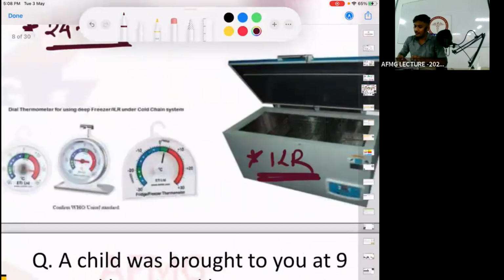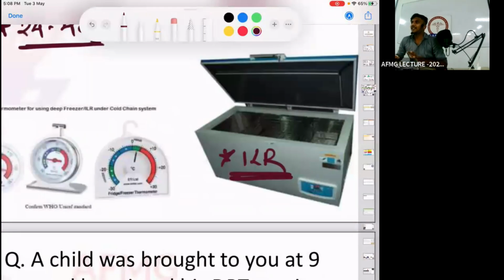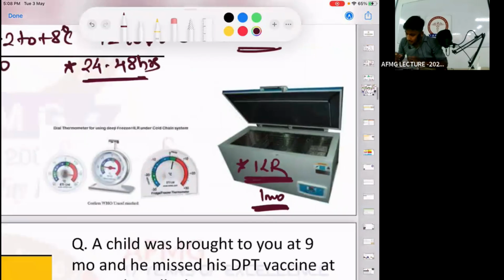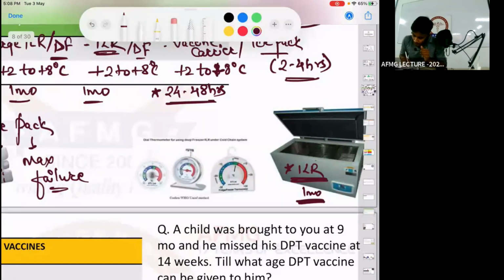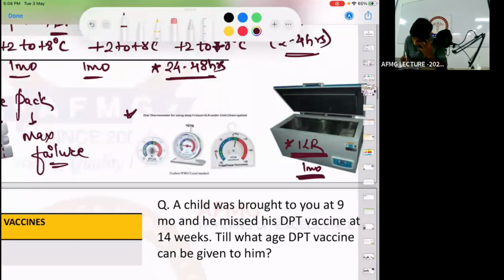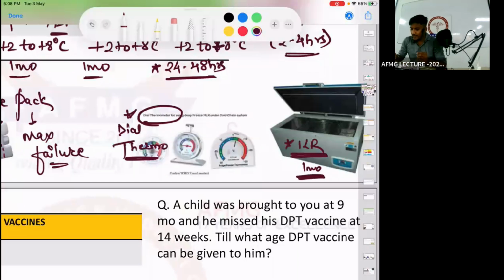Now we have the ILR for vaccine storage. Here we can store vaccines for how much duration? 1 month. What is the temperature of ILR? +2 to +8 degrees Celsius. Right? Here, the temperature monitoring would be done by this instrument known as dial thermometer.